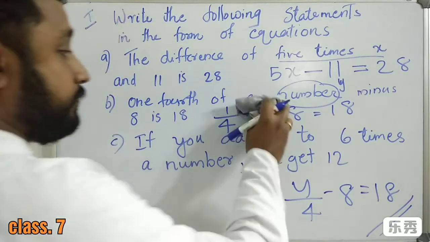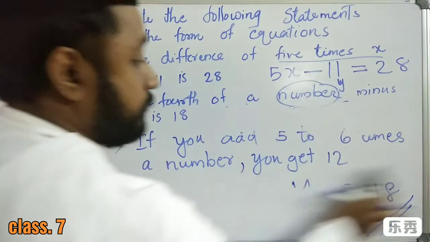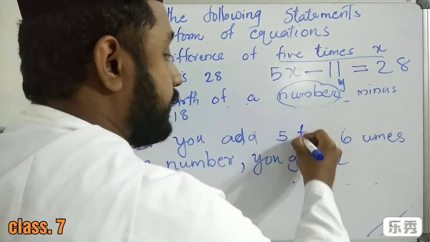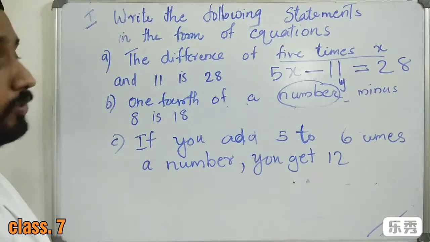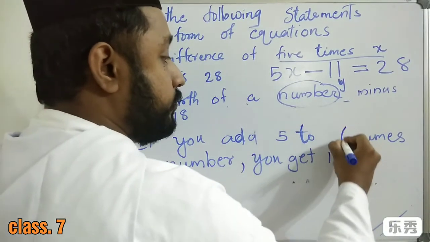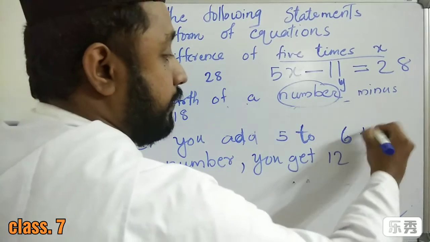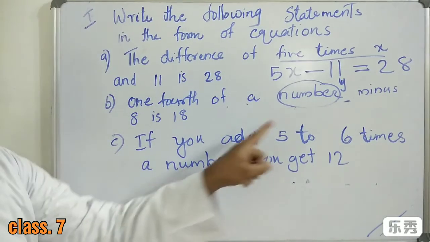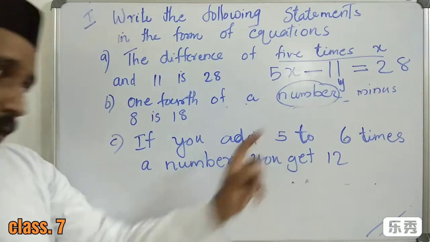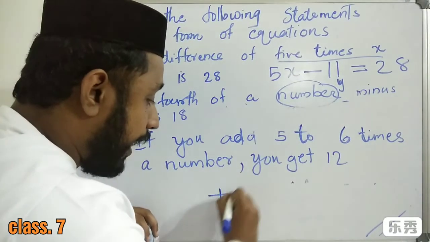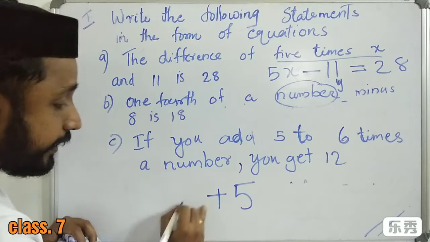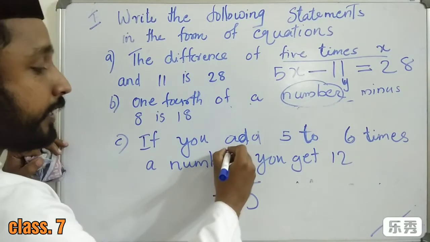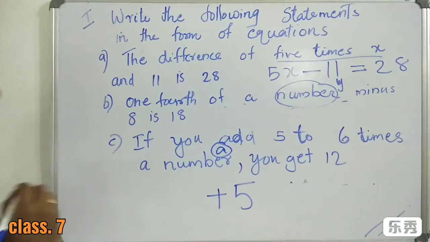Third question. If you add 5 to 6 times a number, you get 12. You have to add 5, so add 5 means plus 5. You have a number, and you have to add 5 to 6 times a number. I am going to take this number as a.